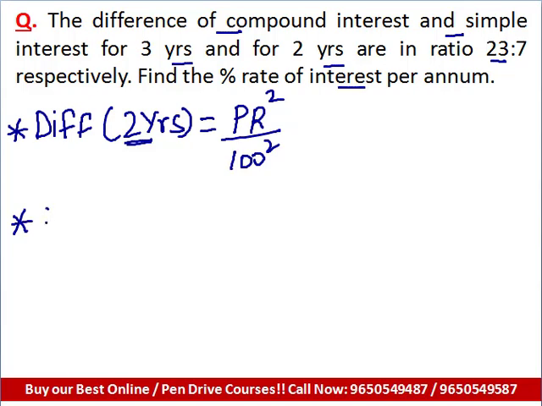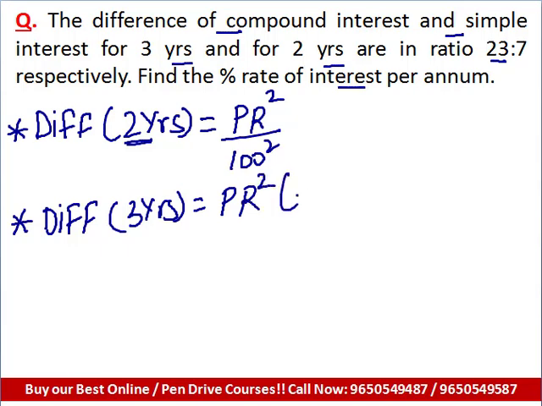And when you are talking about the difference for 3 years, students, the difference for 3 years is PR square into 300 plus R, divided by 100 cube. Students, that is the difference for simple interest and compound interest when the time duration is 3 years. And you have been given the ratio. So now let's apply this short trick.